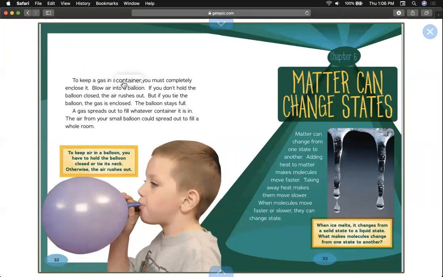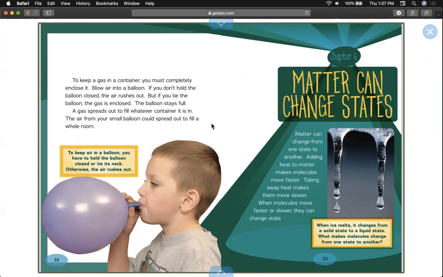To keep a gas in a container, you must completely enclose it. Blow air into a balloon. If you don't hold the balloon closed, the air rushes out. But if you tie the balloon, it is enclosed. The balloon stays full. A gas spreads out to fill whatever container it is in. The air from your small balloon could spread out to fill a whole room.